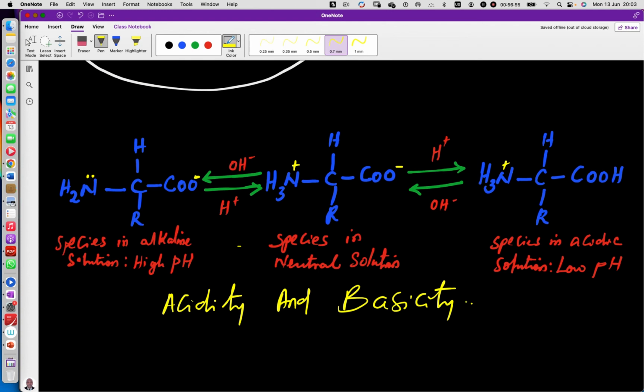Here, as we earlier said, if the pH of the solution is lowered by adding a hydrogen ion, what happens? The carboxylate part of the zwitter ion. I said that the zwitter ion is neutral. Why? Because the molecule as a whole is neutral: the positive charge will cancel out the negative charge.